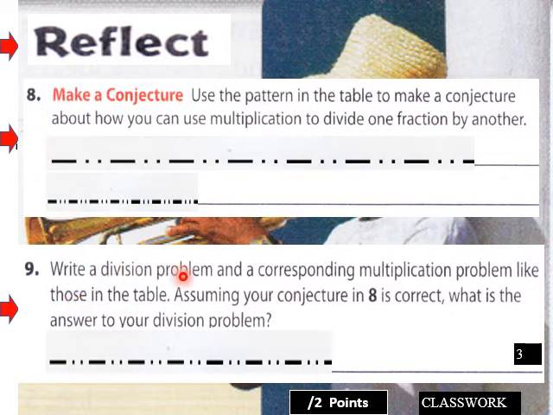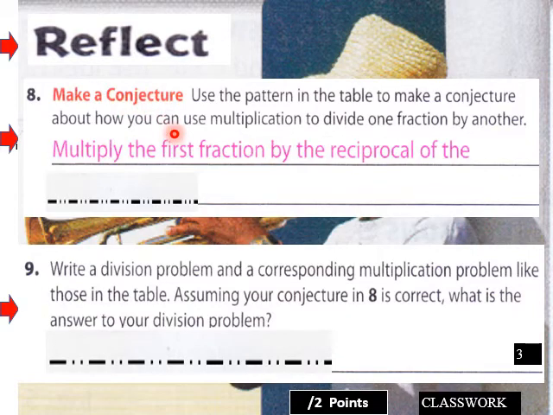And then number 9, write a division problem and a corresponding multiplication problem like those in the table, assuming your conjecture in 8 is correct. What is the answer to your division problem? So we have to go back to 8 up here. Let's make a conjecture. So multiply the first fraction by the reciprocal of the second fraction.